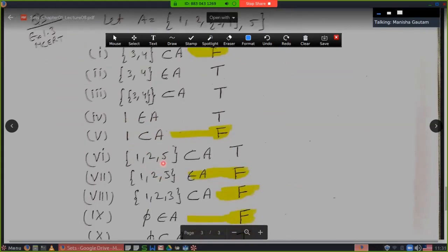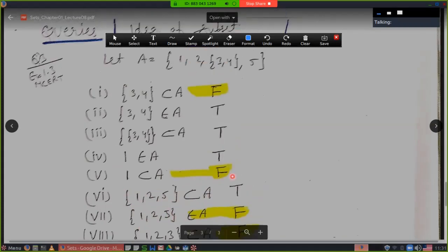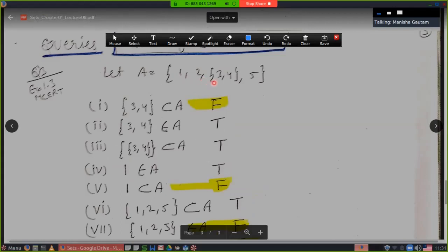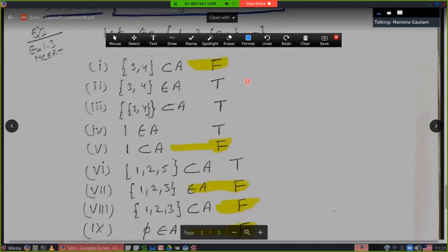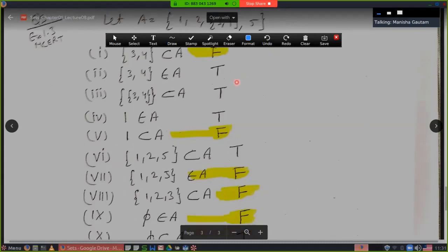Now elements 1, 2, 5 are written in a curly bracket. Whether this is a subset of A? Yes, it is a subset because 1, 2 and 5 are 3 elements of the set and these are written in a curly bracket. Now this becomes a subset of A. Now {1, 2, 5} in a curly bracket, does it belong to A? No. Look here, {1, 2, 5} doesn't belong to A. Only if you write {1, 2, 5} as an element, then it belongs to A.